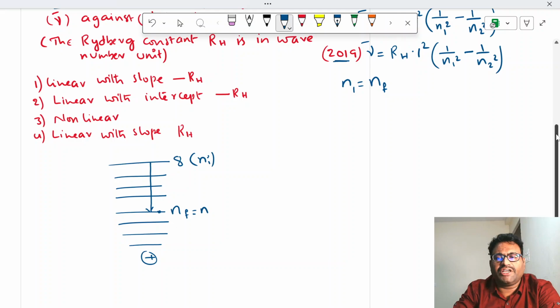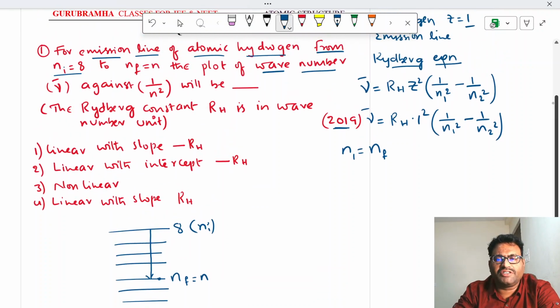Okay, so in this equation n1 is taken as n final, because in the Lyman series n1 is taken as 1, in the Balmer series n1 is taken as 2, in the Paschen series n1 is taken as 3. In that way, the lower energy level to which it is coming is called n1. Finally, it is coming to which orbit? Here n final is equal to n, so we are taking it as n.